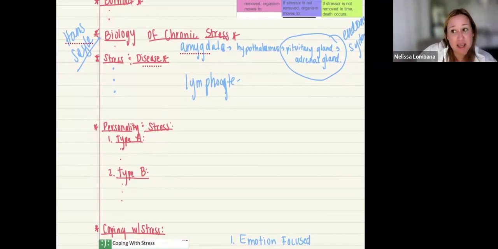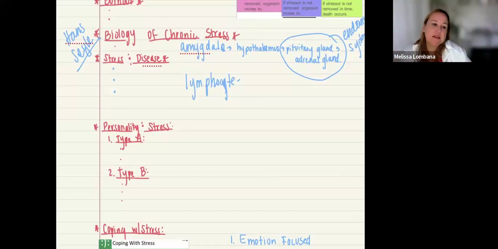Now, these type A personalities tend to be at higher risk of heart disease. They tend to be a little more stressed than others. Then type B is more of an easygoing, relaxed person. They have less of a risk of heart disease. And so that's pretty much it for that.